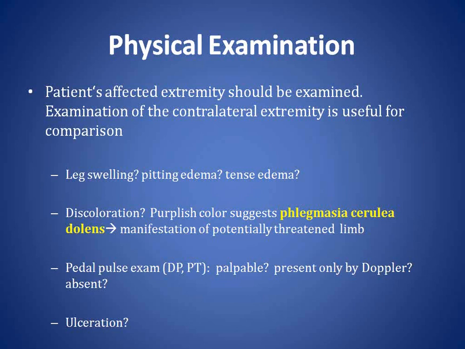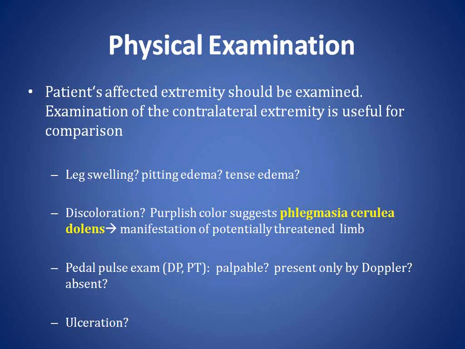So part of the exam is to check the pedal pulses. Are they palpable? Are they present but only Dopplerable? Are they absent? These are things that may suggest that you need to do something a little more quickly if any of these are present, as far as the phlegmasia or the pulse abnormality. Are there ulcers? That may be a manifestation of a long-standing chronic venous process.